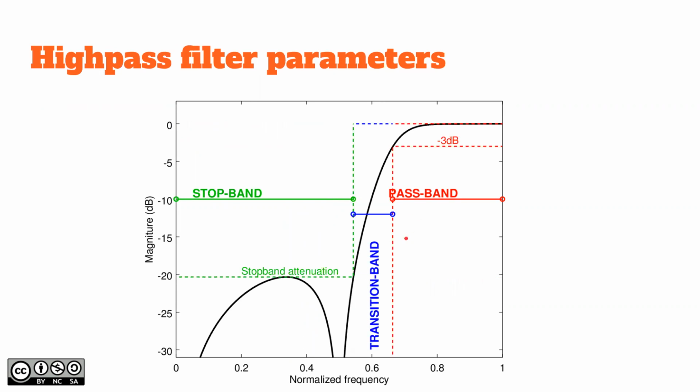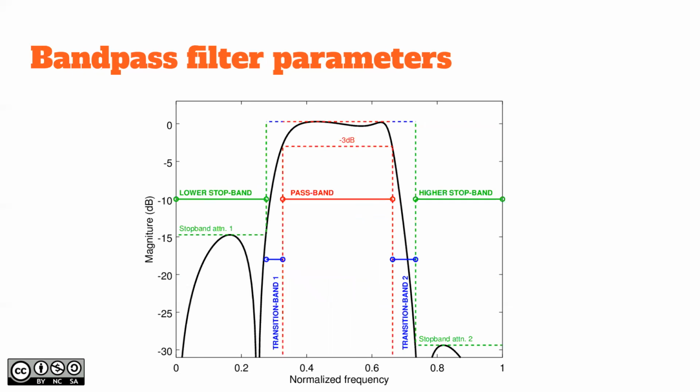It's just the mirror image, exactly mirror image actually. So passband is, of course, on the right, and the stop band on the left. In between, there's a transition band. For bandpass filters, nothing else changes except that we actually have 2 different attenuation levels. We have the lower frequency attenuation level, lower stop band, and we have higher stop band. And we have also 2 transition bands, which can be totally different.